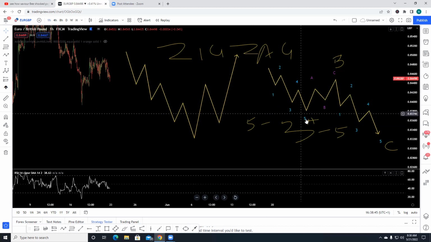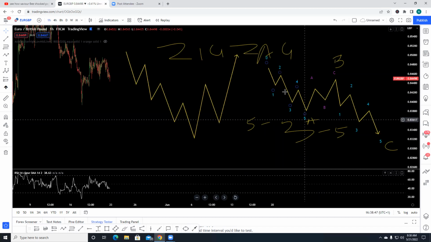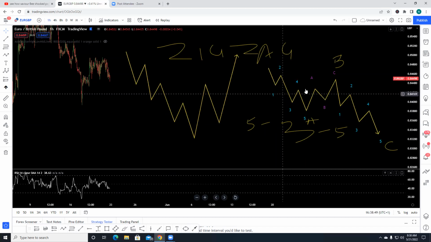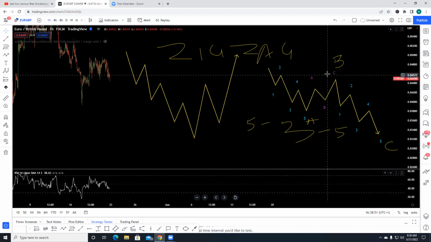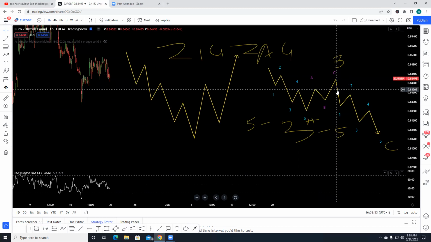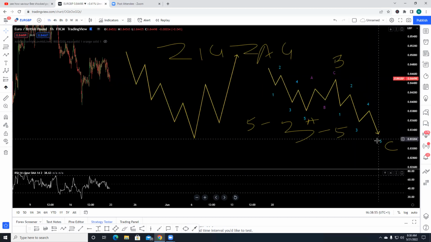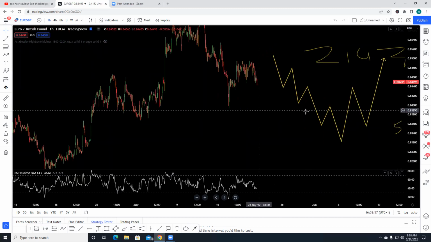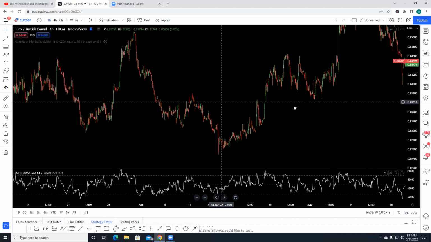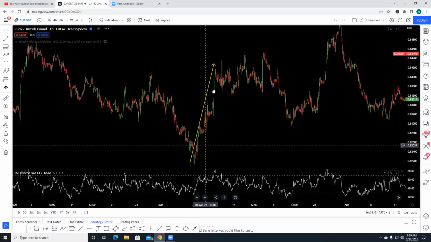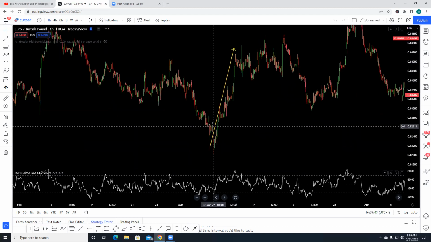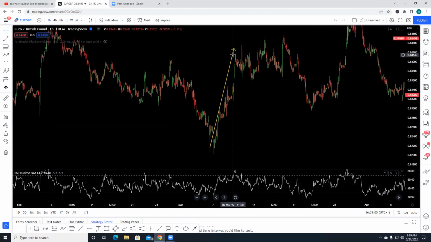Wave A here ends here, it starts here and ends here, a 5-wave structure. Wave B is a 3-wave structure to the upside, and wave C is another 5-wave structure. But understand that if you have a sharp move like this, you may not be able to identify 1, 2, 3, 4, 5 waves there, but it still qualifies as an impulse.